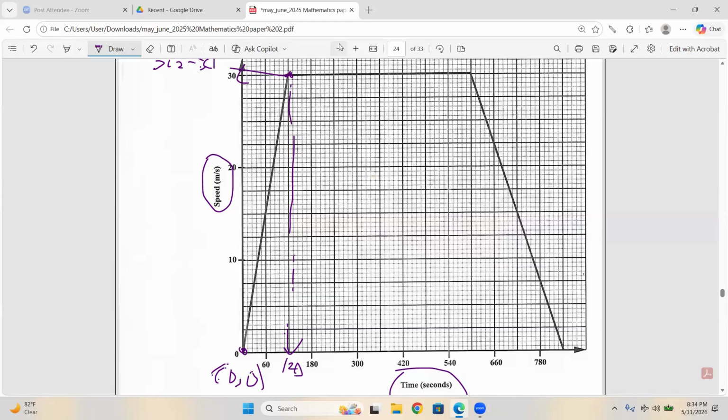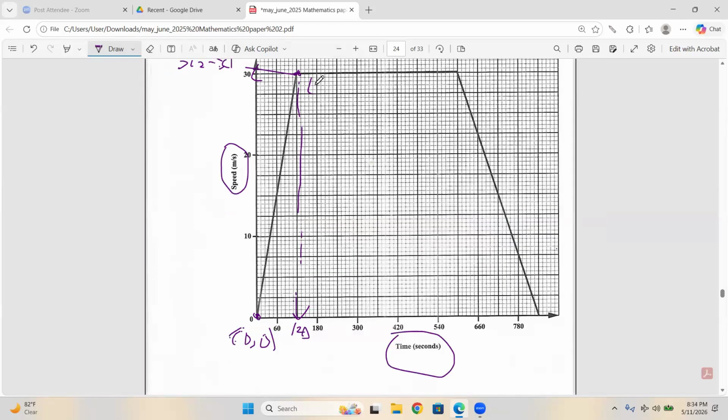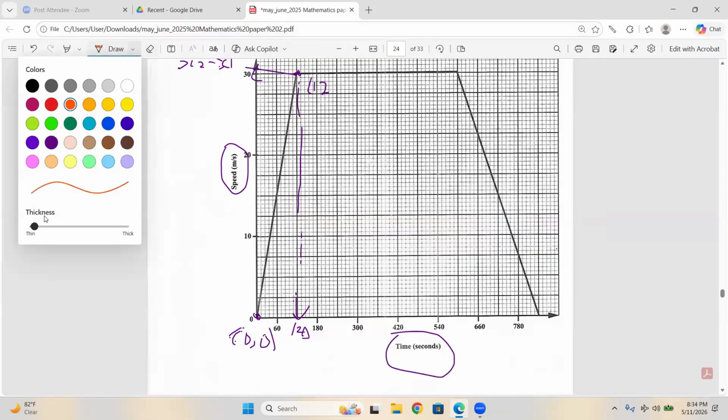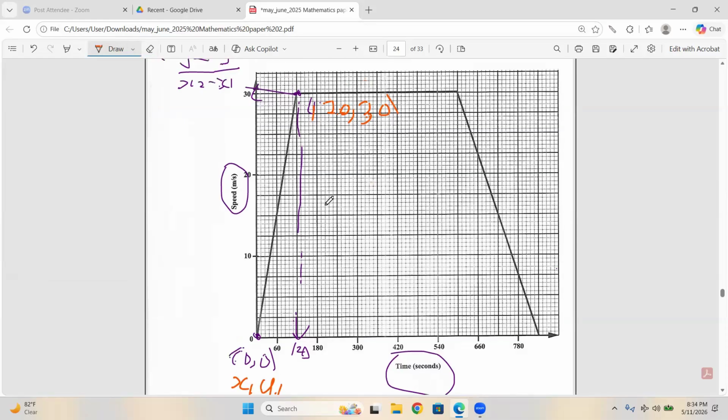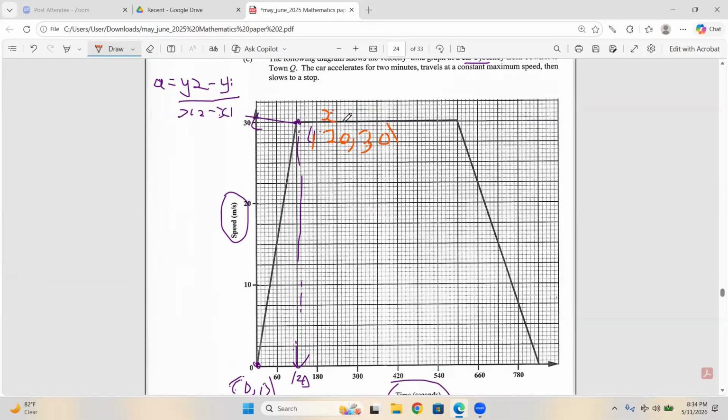So this other point, the x coordinate is, let me just start this all over. So 120 for x and 30 for y. Yeah, so this is going to be my x1, y1. I like to label the smaller values as x1 and y1 and the bigger values as x2 and y2.